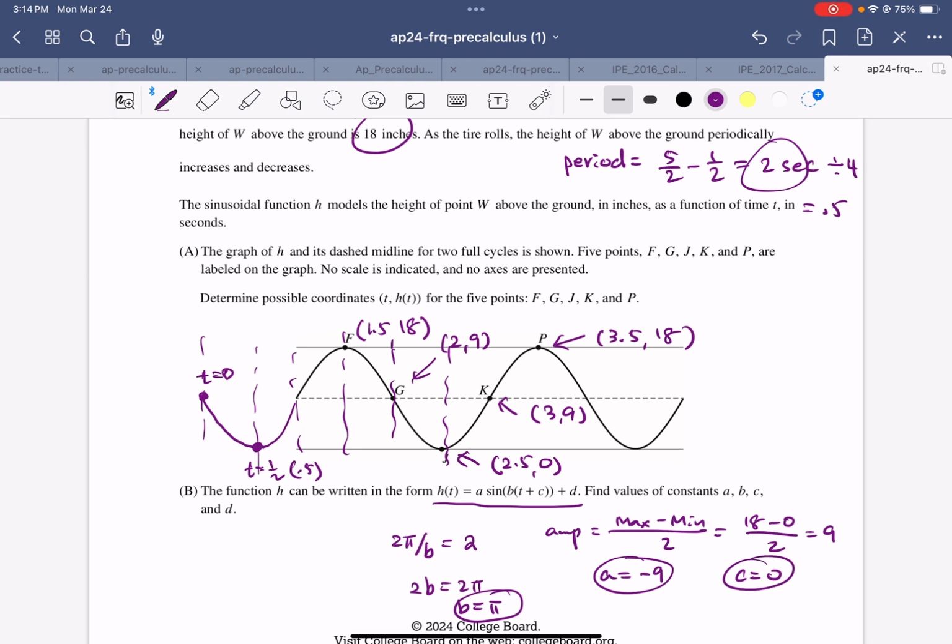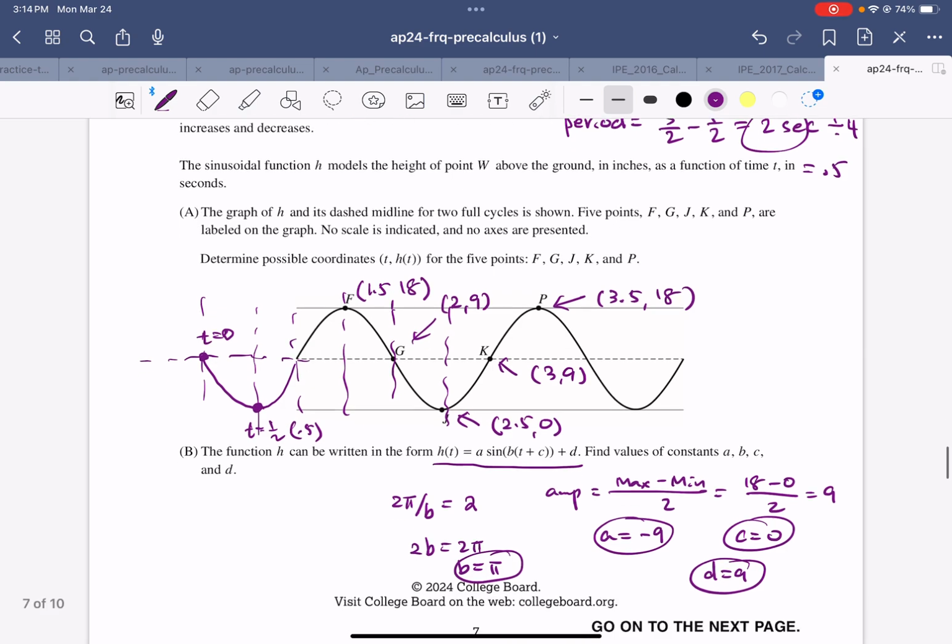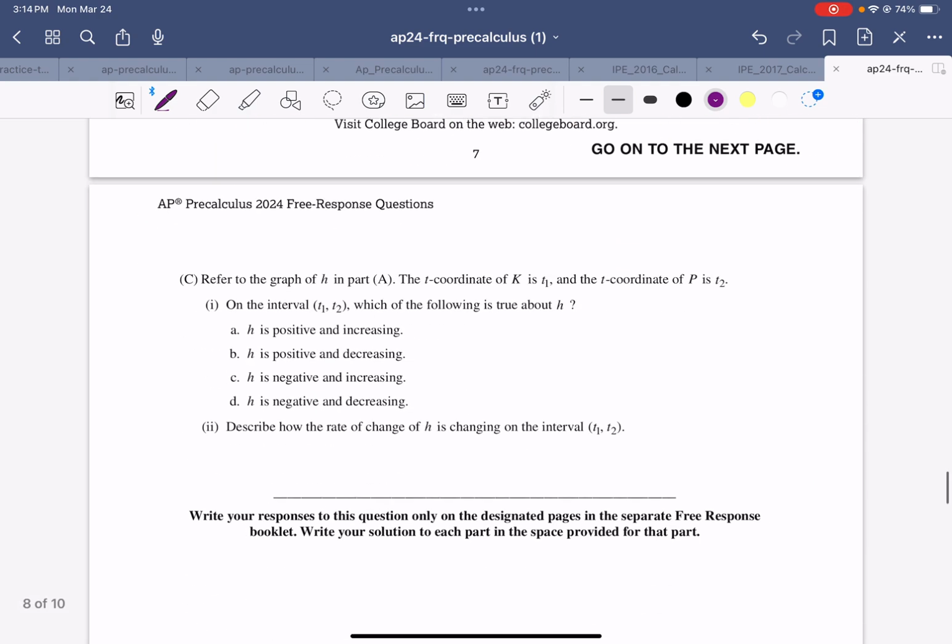And D value is the vertical shift, which is basically right here, right? So that's the vertical shift. So that's 9 units up. So your D value is 9 also. Okay, so I found out A through D. That's the answer. Okay, now part C.